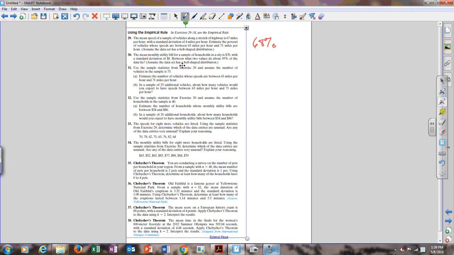All right, mean monthly utility bill for a sample of households in a city is $70, with a standard deviation of $8. Between what two values do about 95% of the data lie?